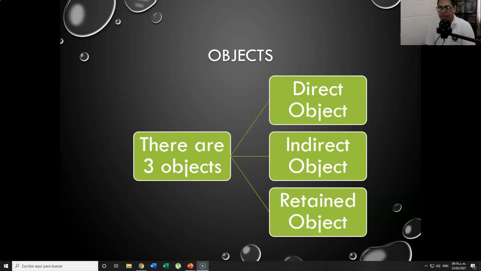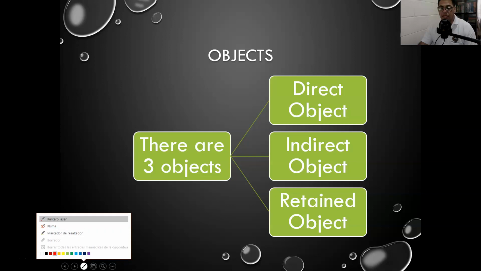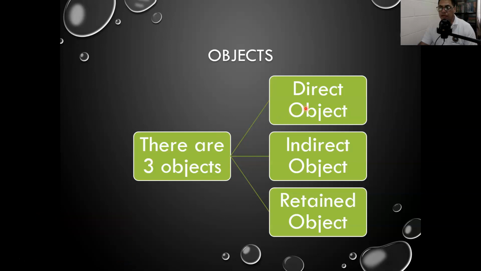Hello class, once again. We were talking about objects on our last video, and today we are going to continue talking about retained objects. If you remember, we discussed that we have three different types of objects. We have what we call direct objects, indirect objects, and retained objects, right? So we have discussed direct objects, we have discussed indirect objects, and we are missing retained objects.